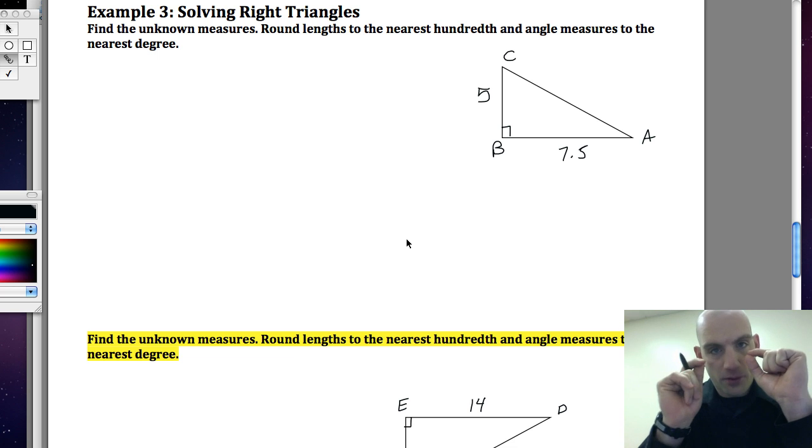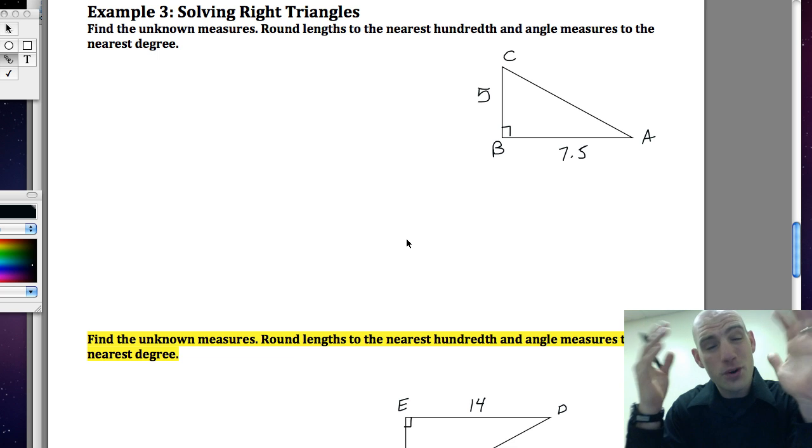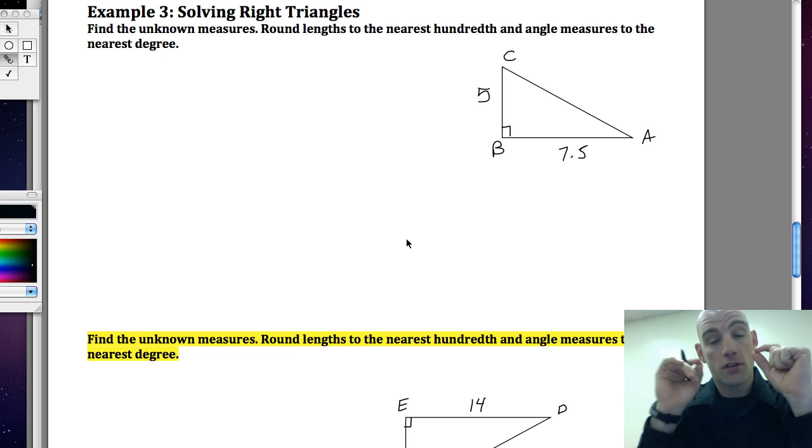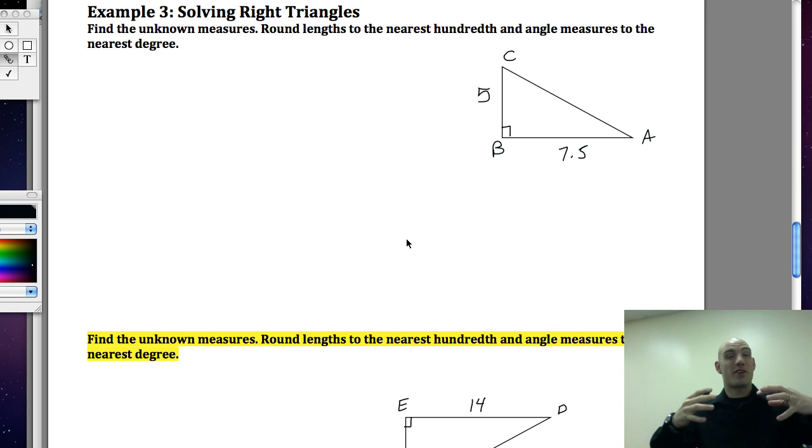This is what we've been waiting for. This is what we've been doing all this pre-work to get to. We want to solve right triangles. Solving right triangles is finding every piece of that right triangle. It's 6 things, 3 angles and 3 sides.